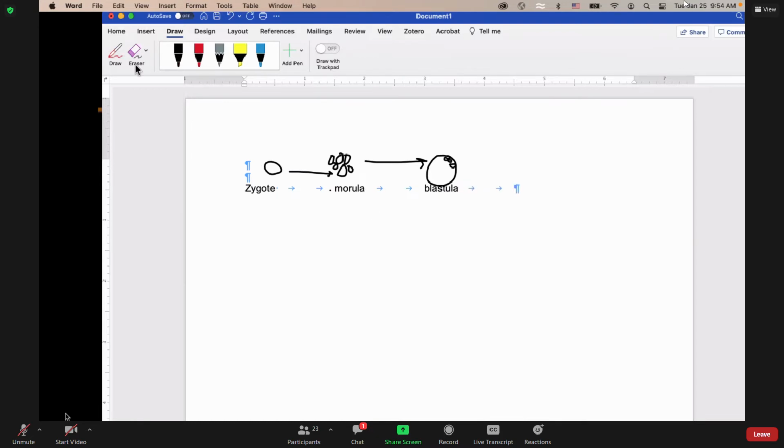And then, as these cells continue to divide, some of them will start moving inward in this ball of cells, creating an opening at one end and a second layer. So we have something that is two cell layers thick, still with a fluid-filled area on the inside. And this is called a gastrula. All animals go through this.